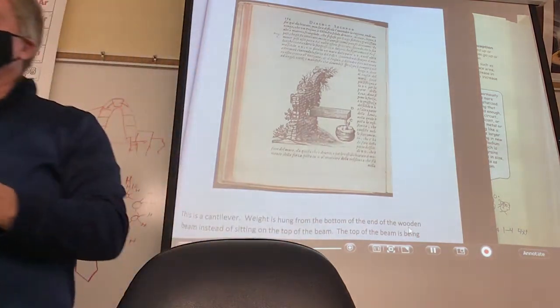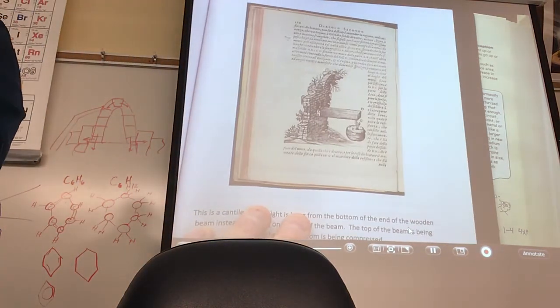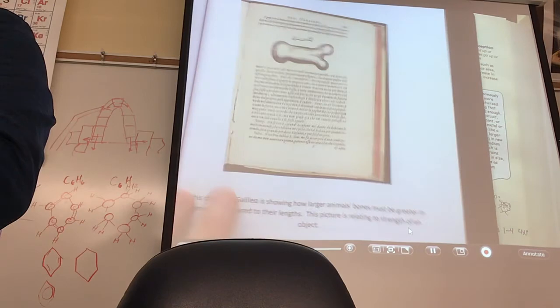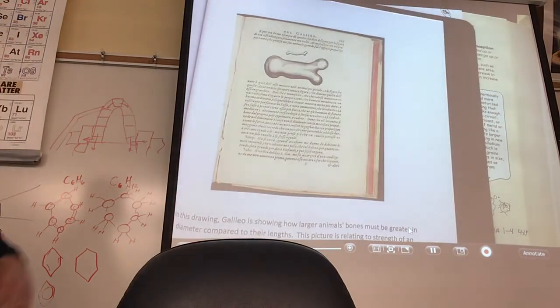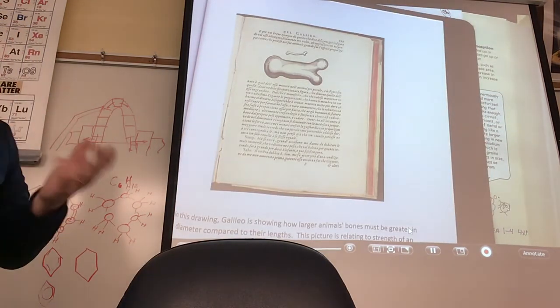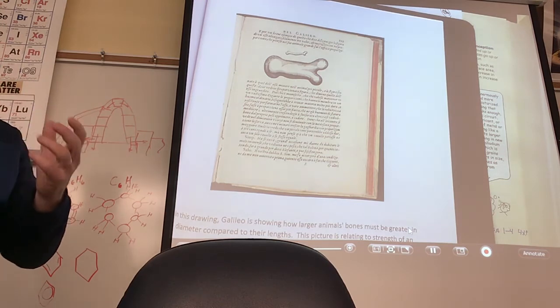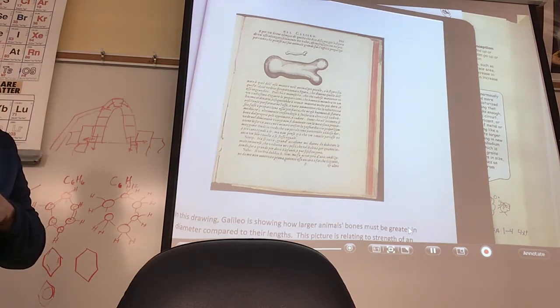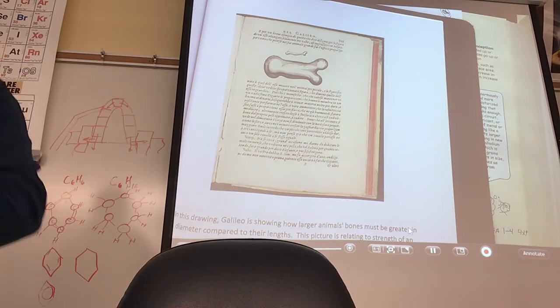So he talked about all kinds of forces that were involved in buildings and things, and then he got into something like this. What's that about? Big bone, little bone, what is that all about? Why would Galileo want to get into something like that?